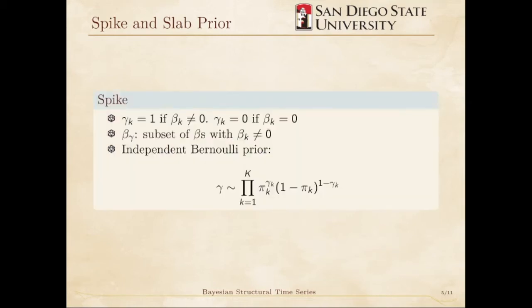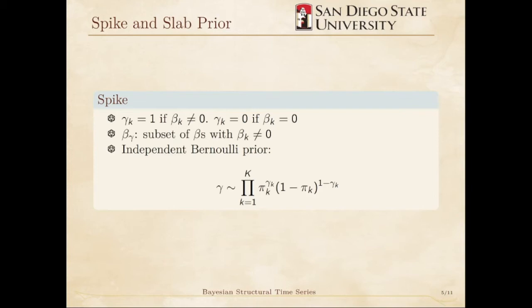To understand the spike component, we will need a bit of setup notation. Suppose we have a vector gamma, where each component, gamma k, is equal to 1 if beta k doesn't equal 0, and is 0 otherwise. Here, beta is the vector of regression coefficients. Further, we use beta gamma to denote the subset of the vector beta corresponding to the gamma k's that are equal to 1. For example, if gamma 1 and gamma 2 are equal to 1, and all other components are 0, then beta gamma will be the vector of beta 1 and beta 2.